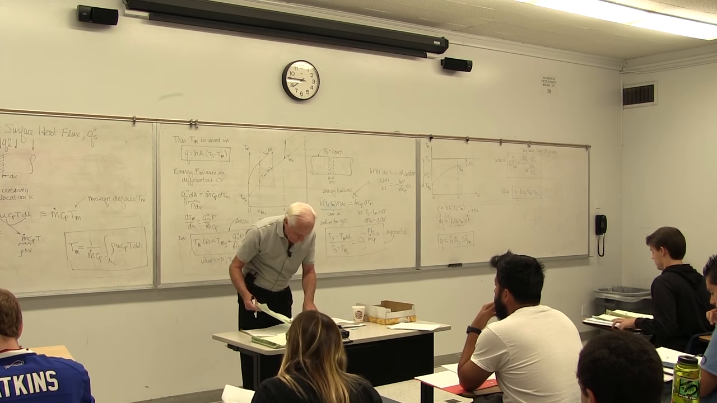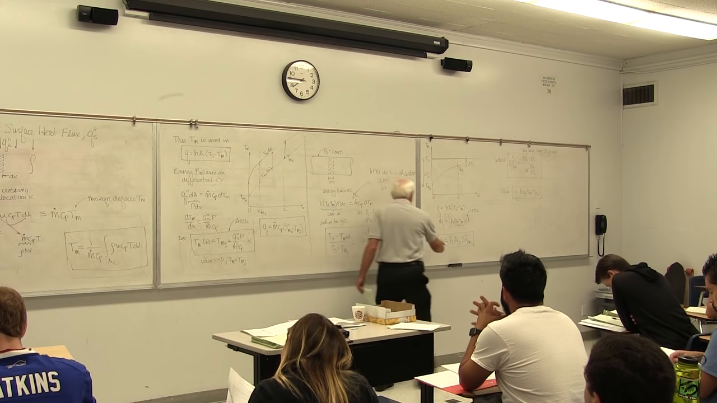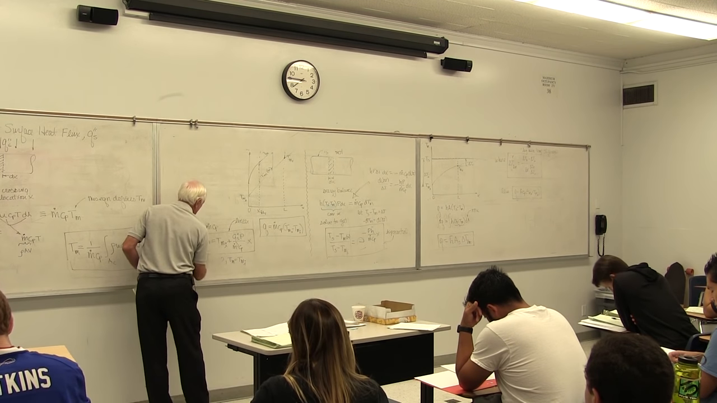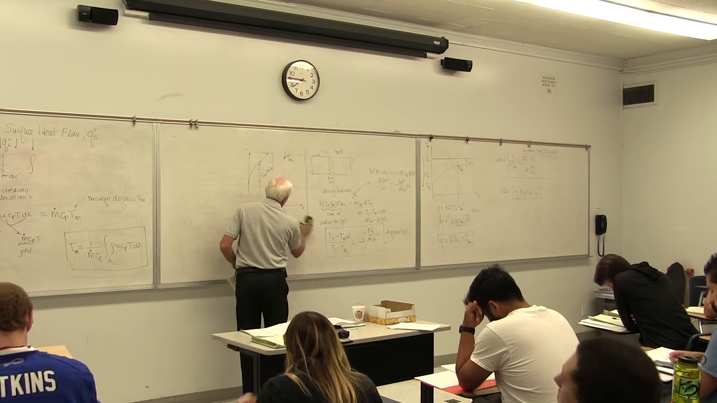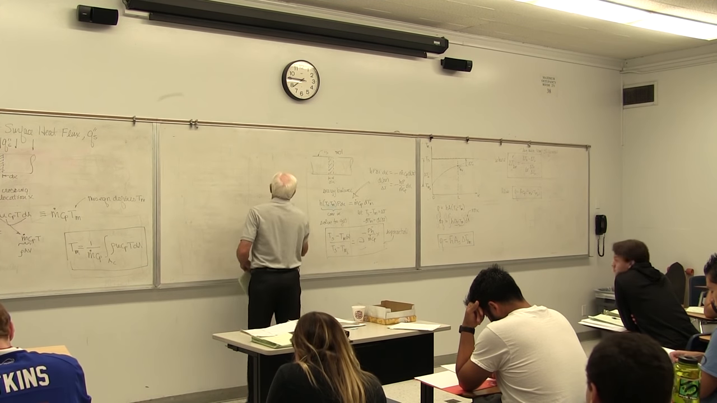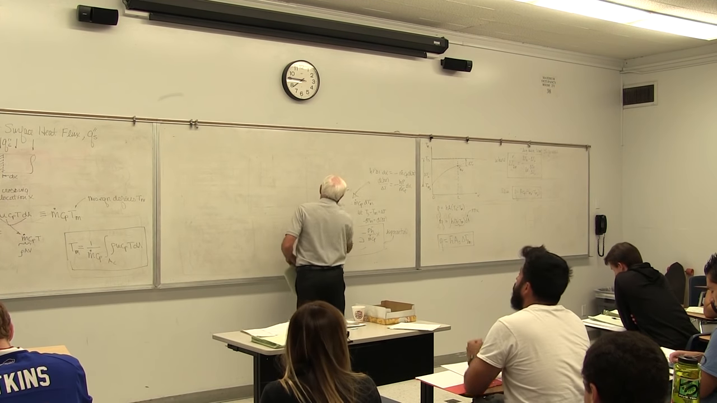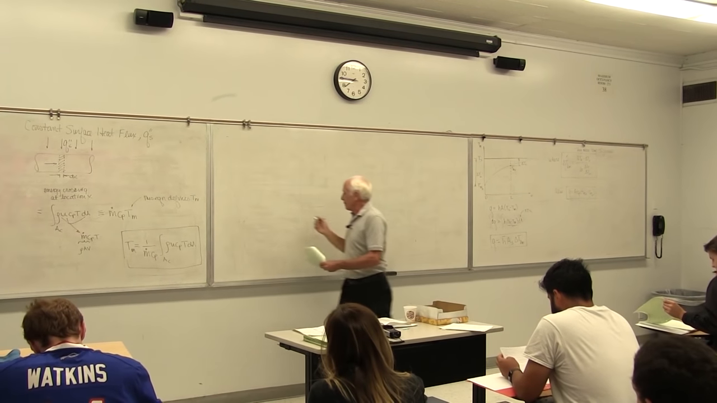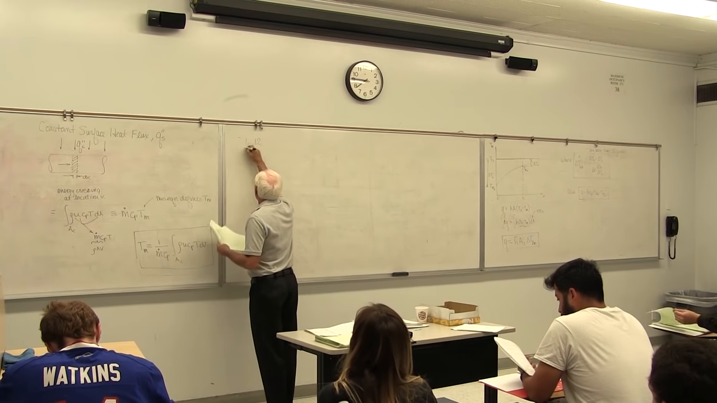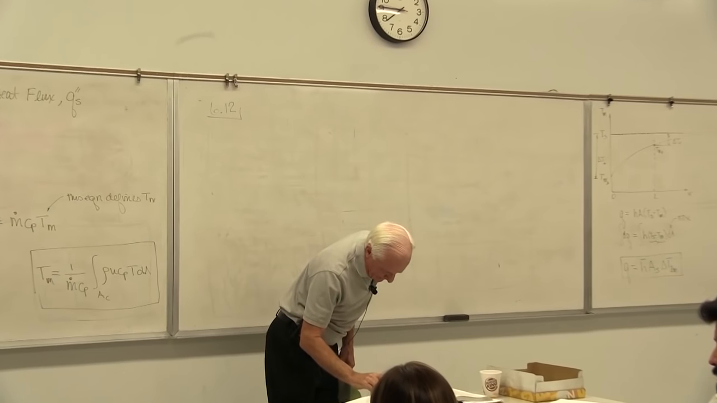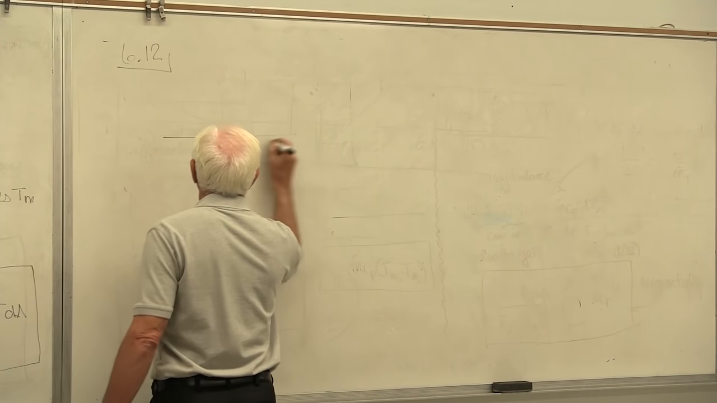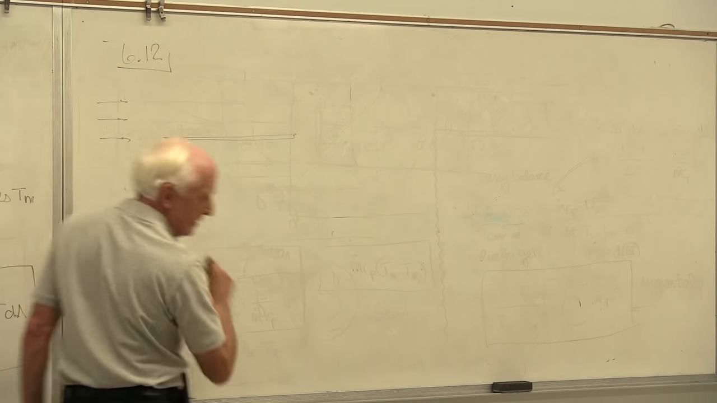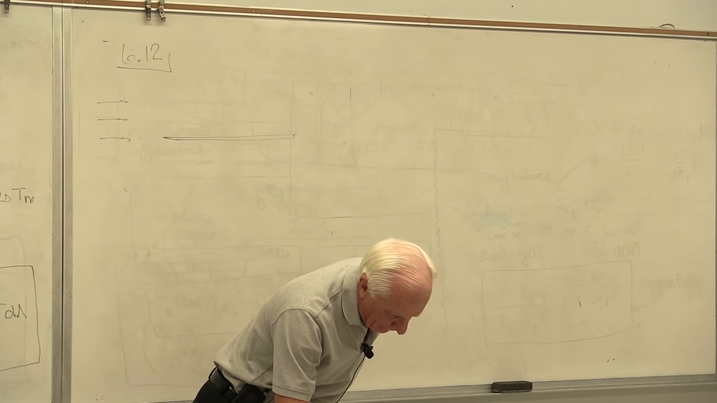Let me just read it again here. Oh, yeah, there it is. Okay. All right, they gave a temperature profile. So let's look at 6.12. All right, this is a flat plate. Flat plate flow like this. And we have the approaching fluid stream, and we have 30 degrees.